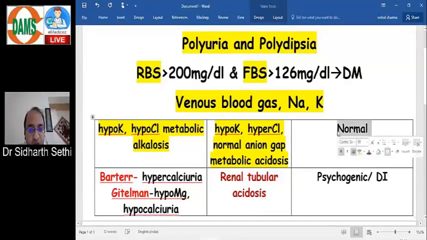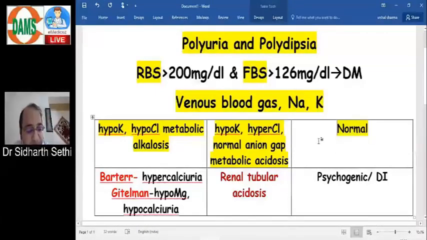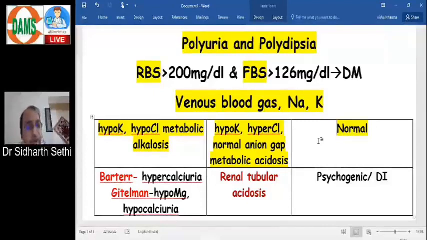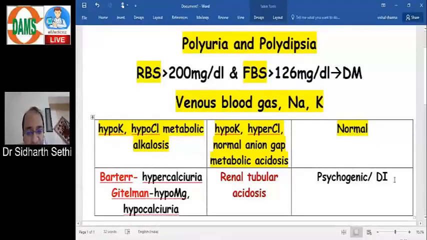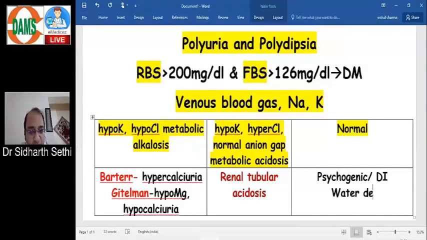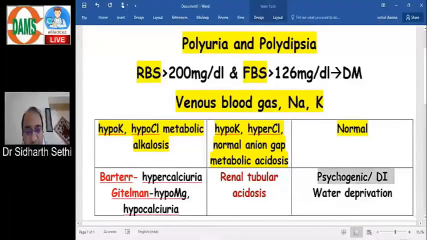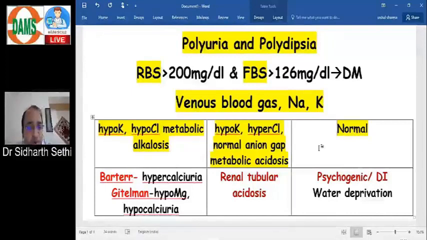So when all of this is normal, you should think about whether it is psychogenic. If someone is drinking a lot of water, psychogenic, sodium will be on the lower side and urine will be dilute. Now we can differentiate psychogenic from DI by a water deprivation test. On water deprivation, the urine will become concentrated in psychogenic because tubules are fine. The urine osmolality doubles. Now DI can be central or nephrogenic.